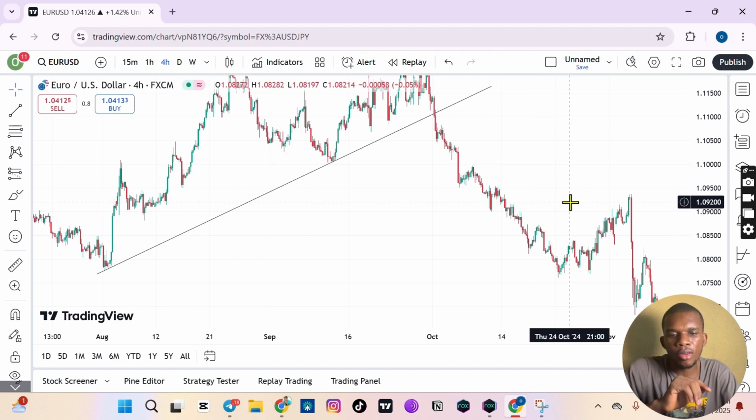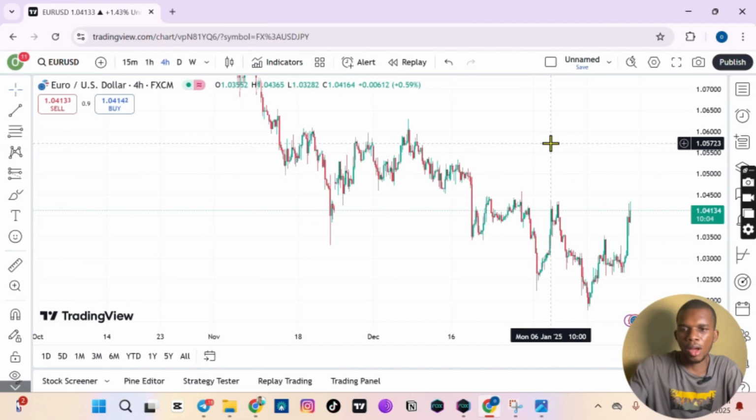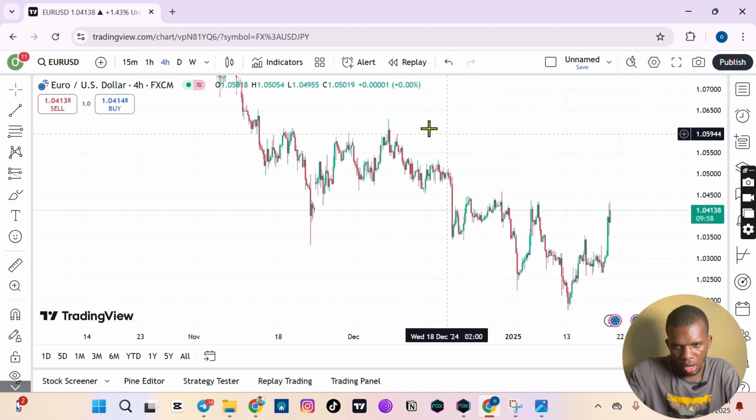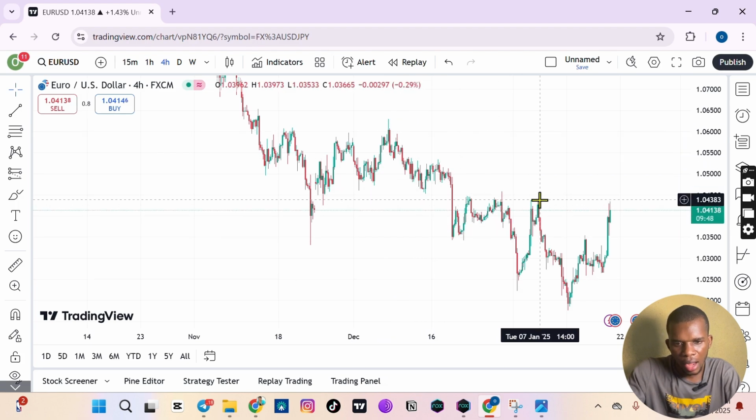After you have taken your profit, you have to now start looking for another entry. Now guys, you remember what I told you, that the market is going to be making higher high and higher low. Now if you look at this place now, you see that the market is making a lower high, lower low, lower high, lower low, lower high, lower low.